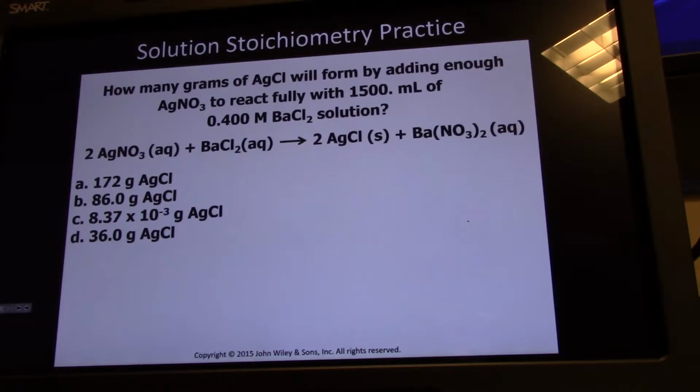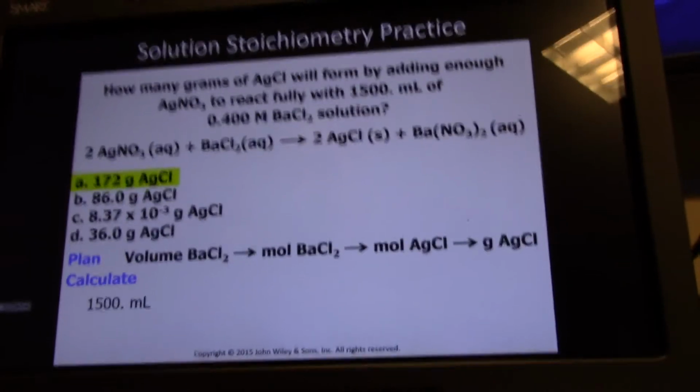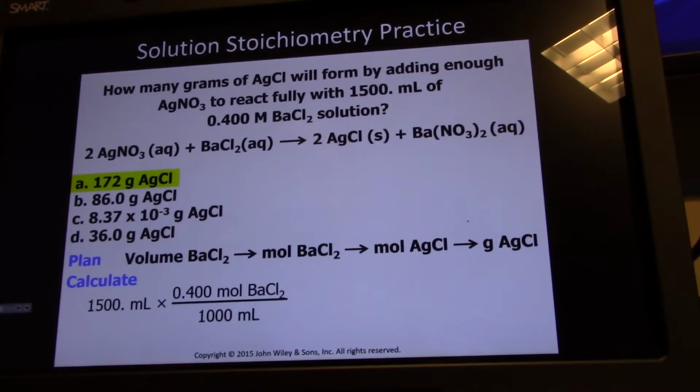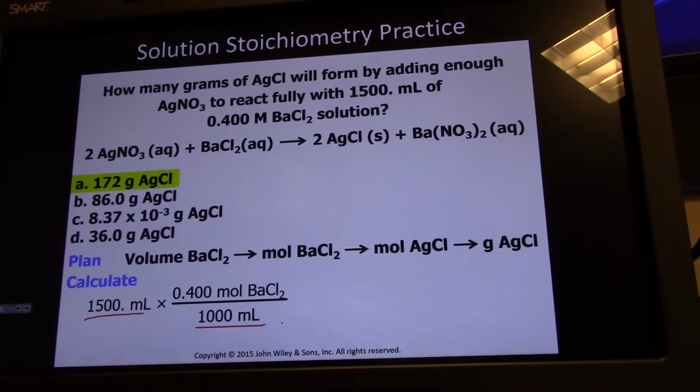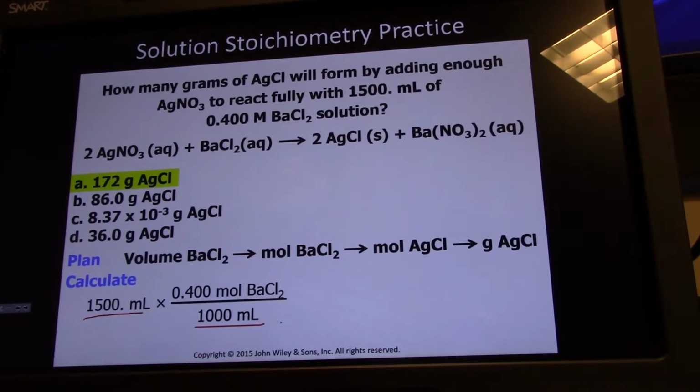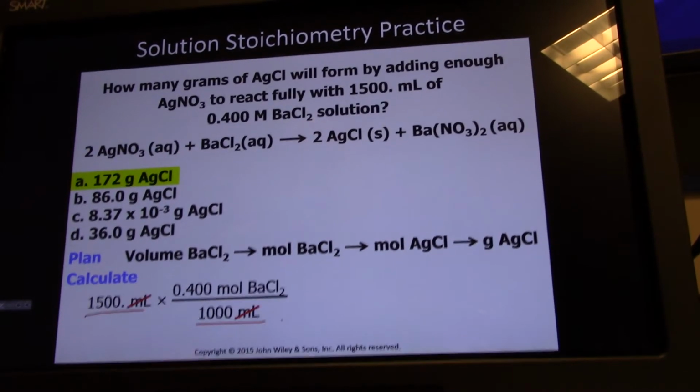How many grams of silver chloride will form by adding enough silver nitrate to react fully with 1,500 milliliters of a 0.4 molar barium chloride solution? Well, we're going to take our 1,500 milliliters times 0.4 moles per liter. Since this is 1,500 milliliters, they're just putting this in as 1.5 liters. 1 liter is the exact same thing as 1,000 milliliters. That's why they can use them interchangeably.